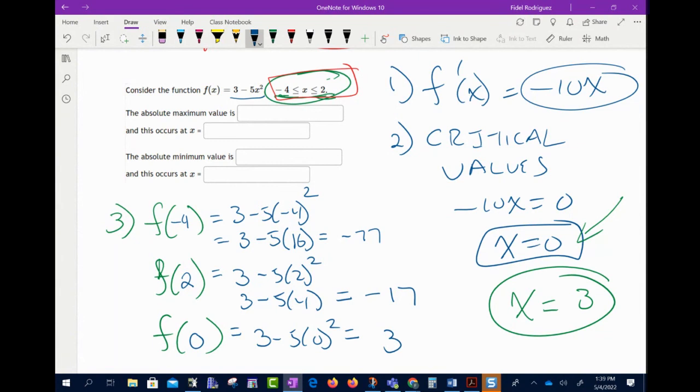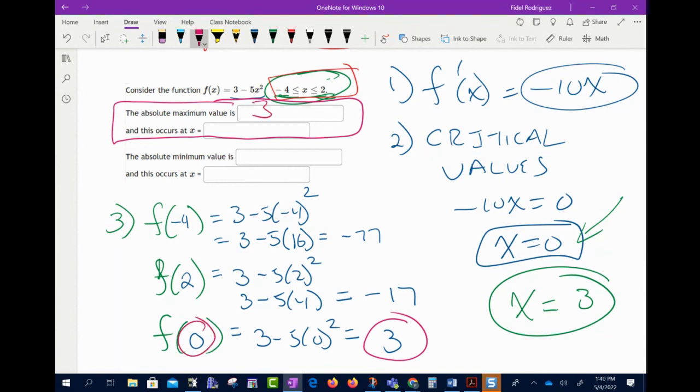Okay. So look what we're looking for, guys. We're looking for the absolute maximum and the absolute minimum. So remember, absolute maximum means what was the biggest value that we got? Wasn't the biggest value we got 3? That was the highest point, right? So the highest point was 3. We got 3 when x was what number?